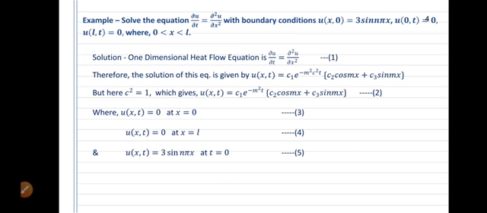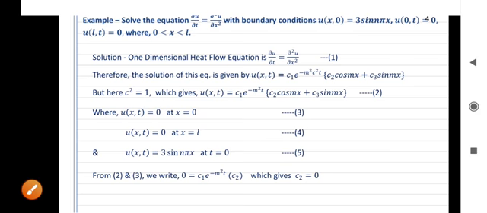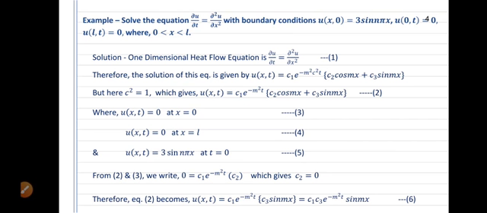So let us use condition 1, which is given in equation 3. So we have to put x equal to 0 in equation 2. With this substitution of x equal to 0 in equation 2, we get LHS 0 as per condition 3. So 0 equal to c1 e raised to minus m square t c2. From this we get c2 as 0. So equation 2 becomes u of x,t is equal to c1 e raised to minus m square t into c3 sin mx, that is c1 into c3 e raised to minus m square t sin mx.